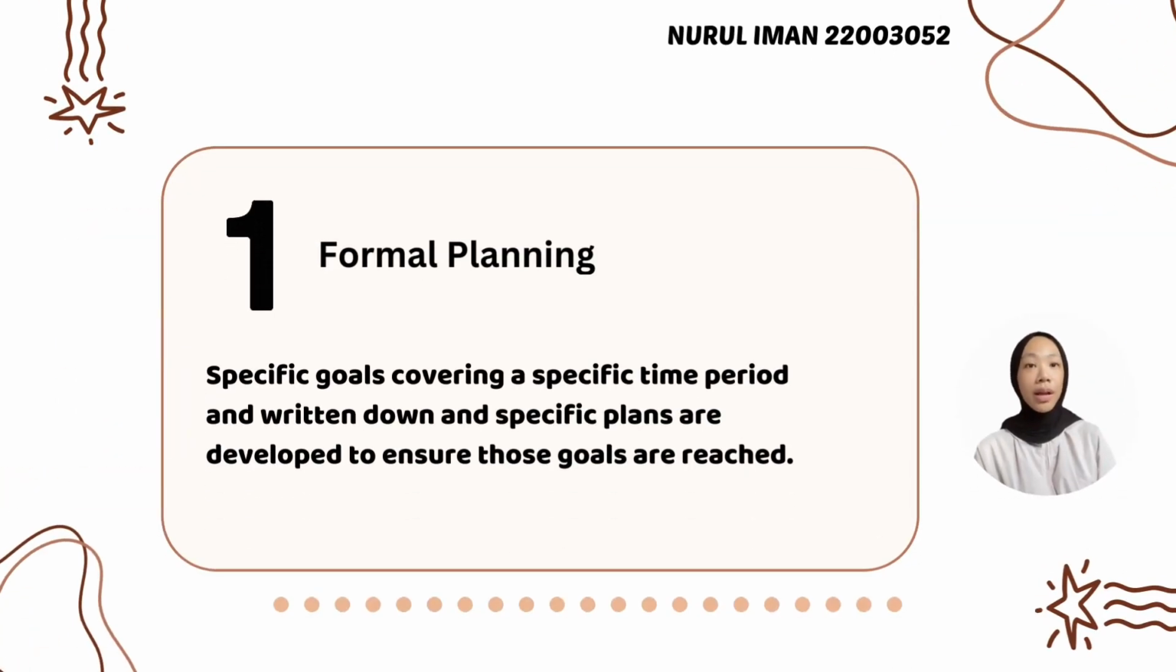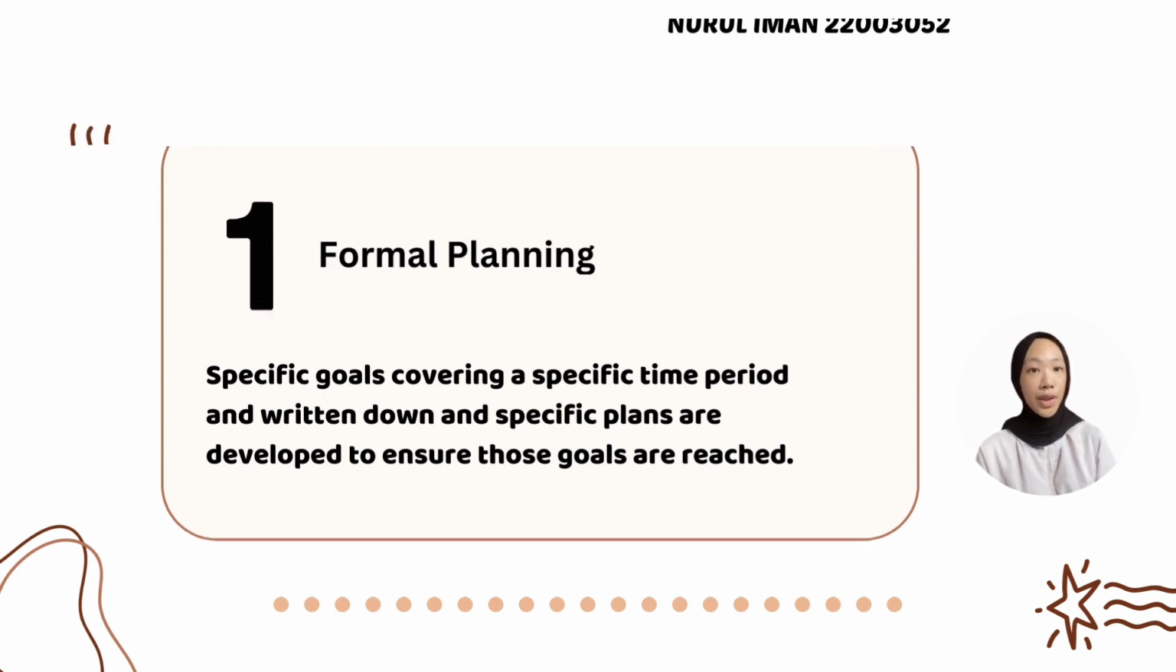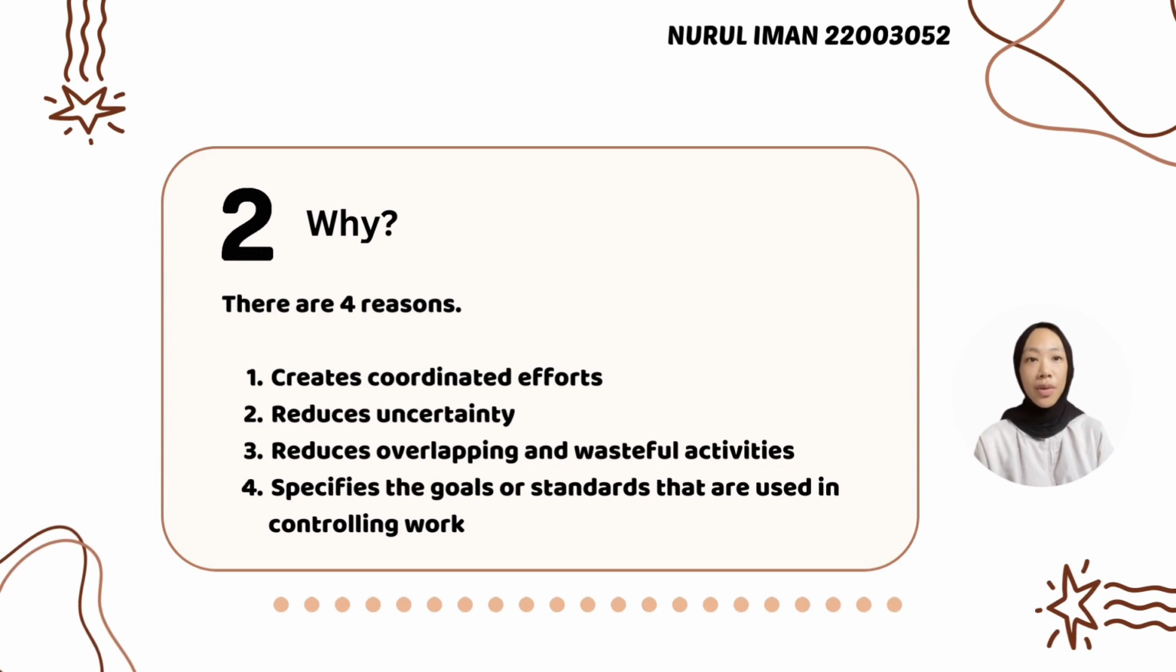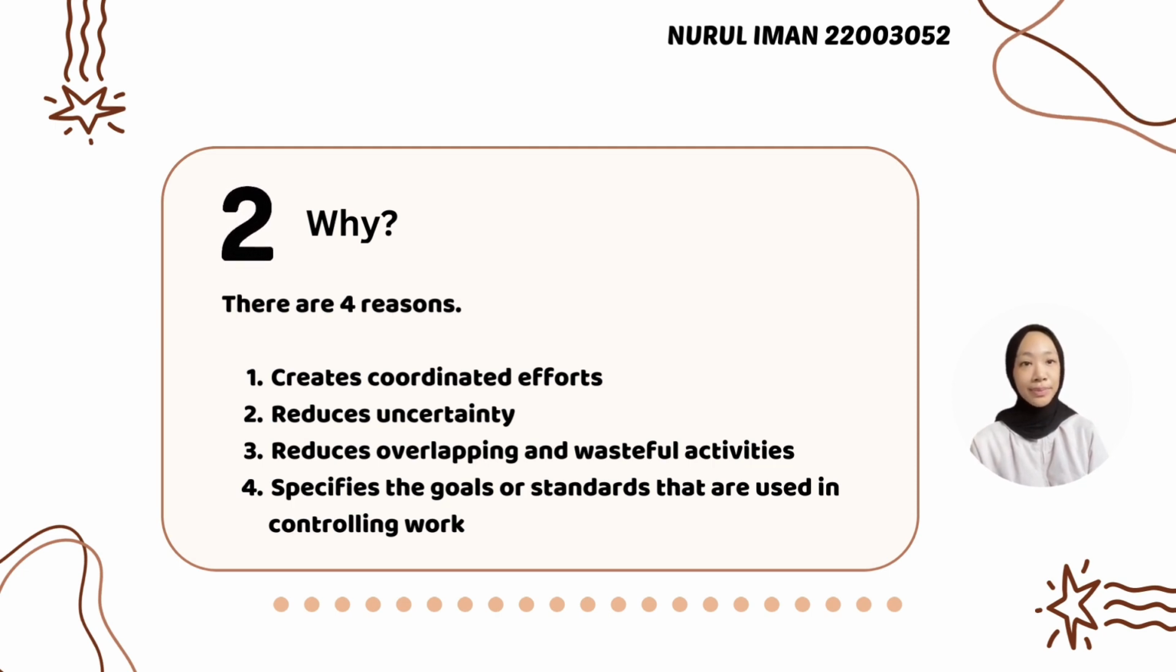Question 1. Why are formal plans generated? First of all, formal planning is defined as specific goals covering a specific time period and written down, and specific plans are developed to ensure those goals are reached. Why was it generated? There are 4 reasons. It creates coordinated efforts, reduces uncertainty, reduces overlapping and wasteful activities, and specifies the goals or standards that are used in controlling work.